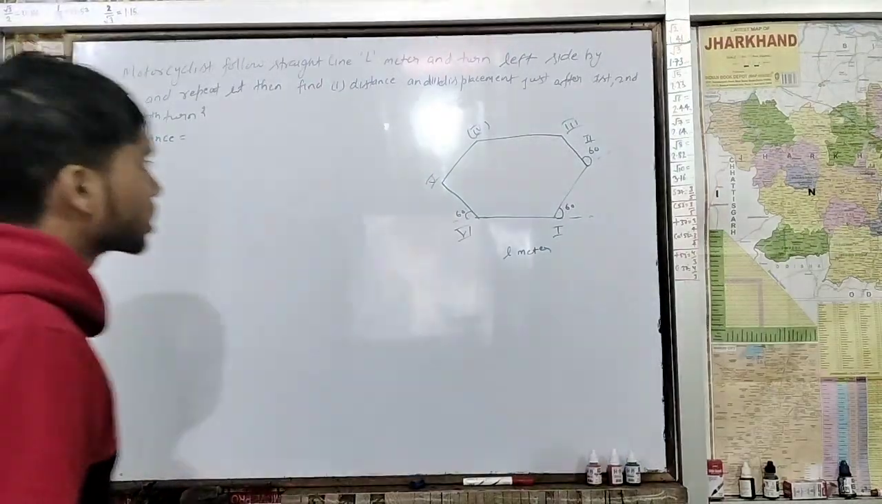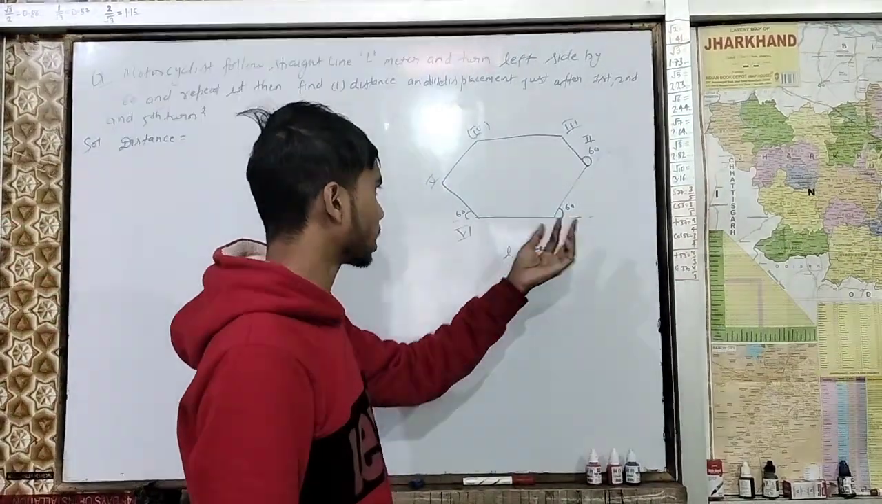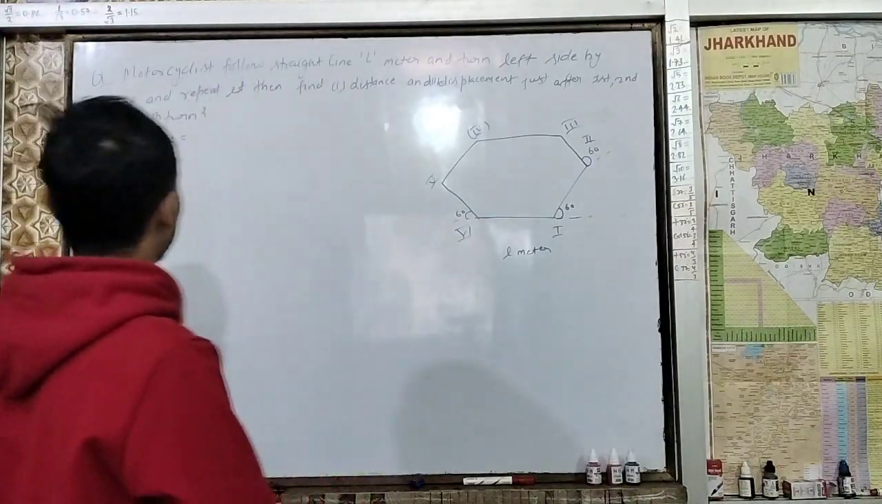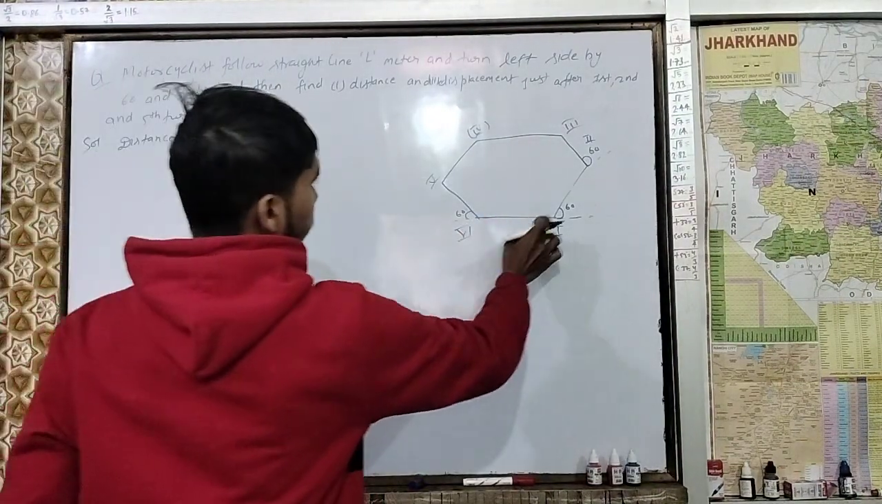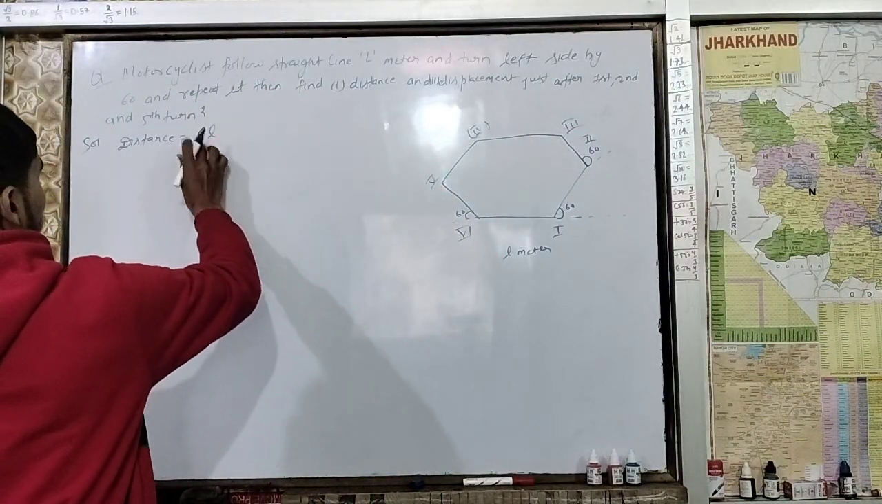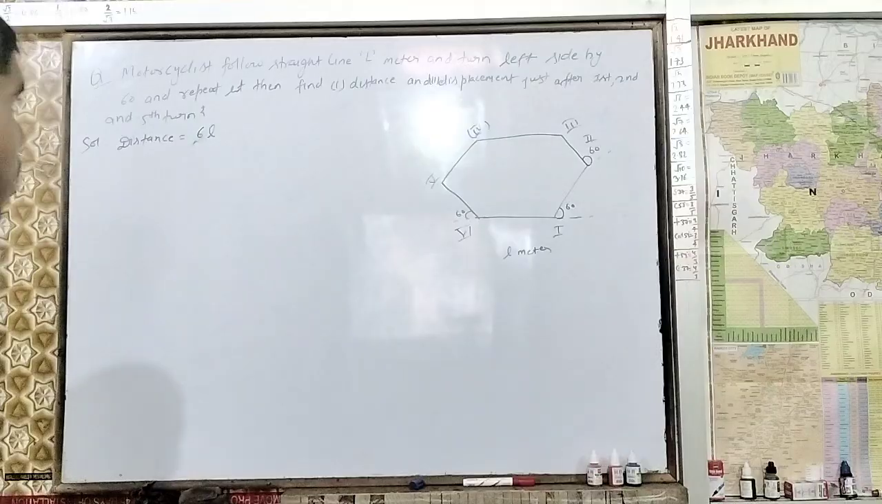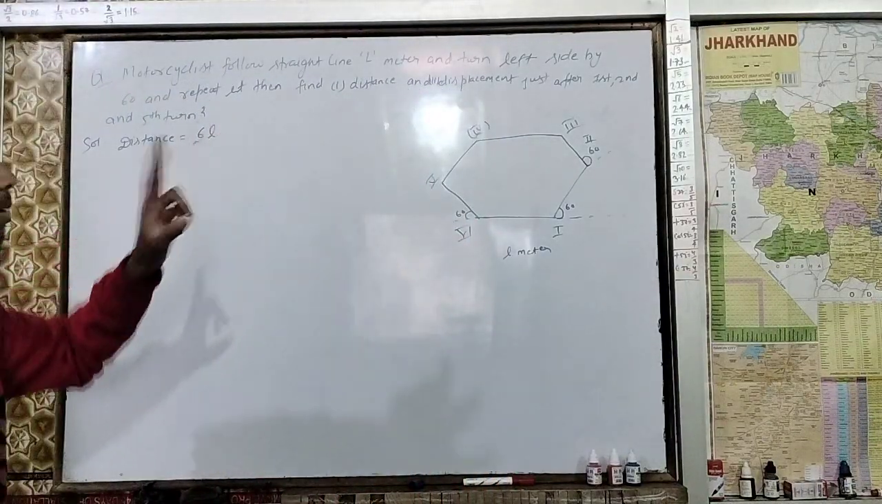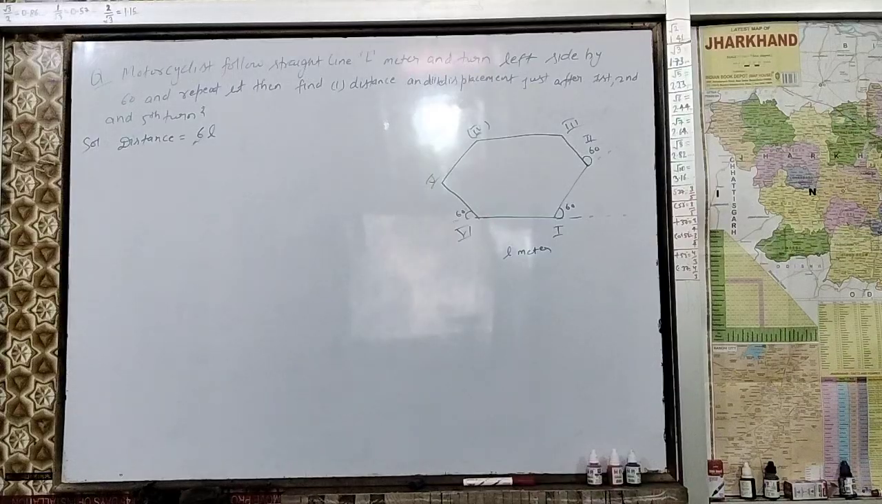When it comes to distance, we just add the actual path. This one is how much? 1, 2, 3, 4, 5, 6, so it will become 6L. For example, if L is 5 meters, then this will become 6 times 5, or 30 meters.